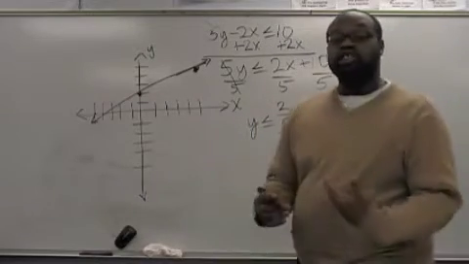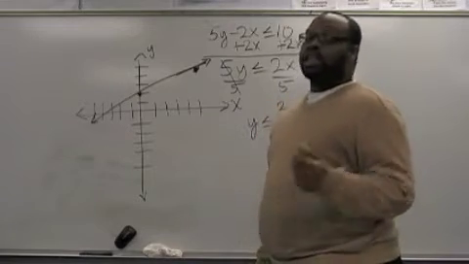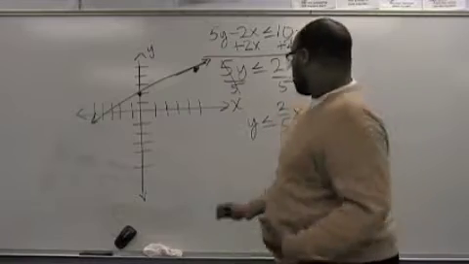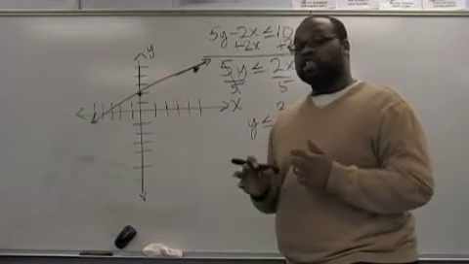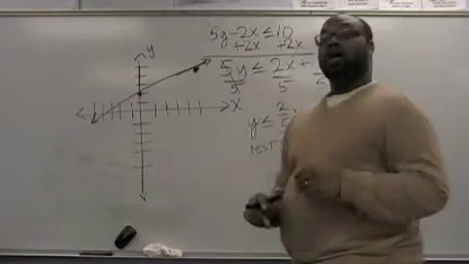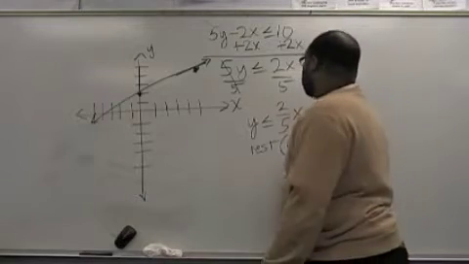Now comes the point of shading. This is how we shade. We're going to test a point inside our linear equation. If the point happens to be true according to the linear equation, we shade that side. If the point we test is false, we shade the opposite plane of the line. So let's look. The easiest point to test for is 0, 0. So I'm going to test the origin 0, 0.